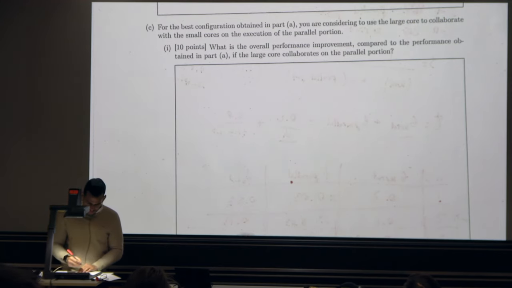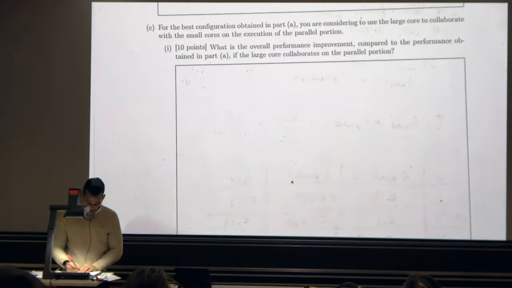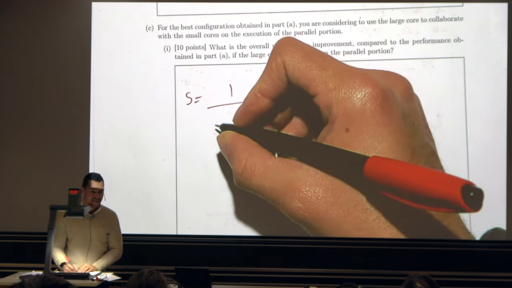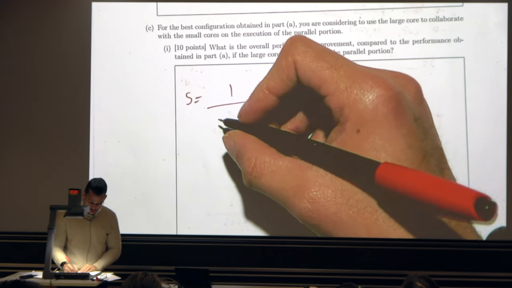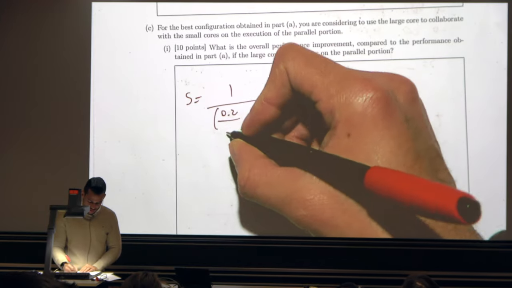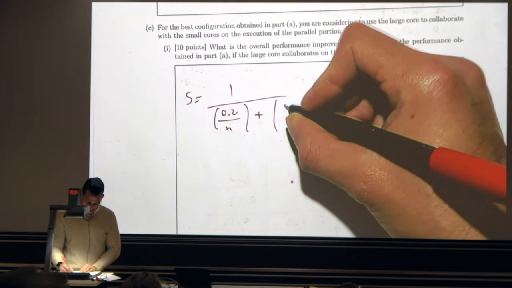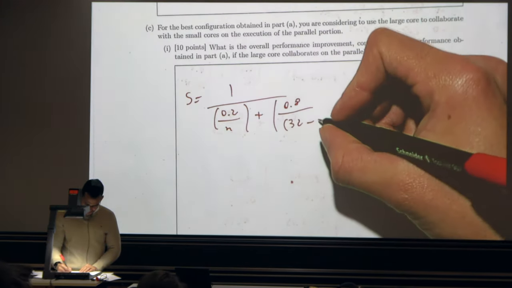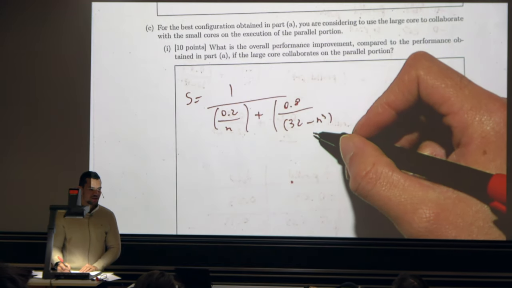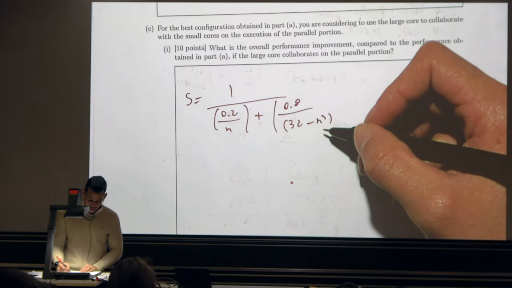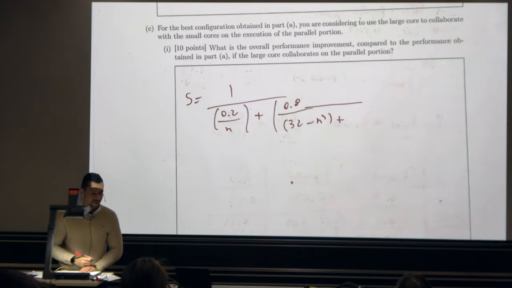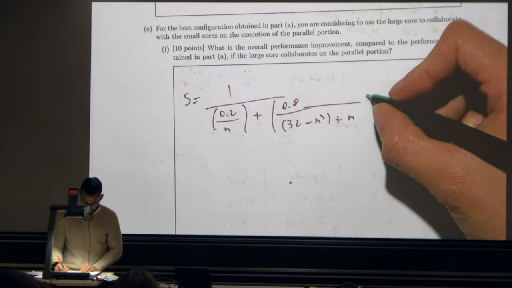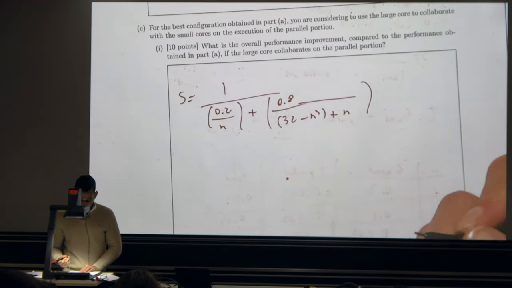So the equation that you have is similar to before. 1 over the time for the serial part, which does not change at all, so it is still the same, 0.2 over m, plus 0.8 over 32 minus n cube. This is the time that it is going to take for the small cores. But now you have some help from the larger core in the parallel portion. And it asks, what is the performance improvement?